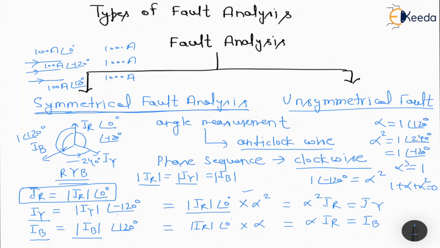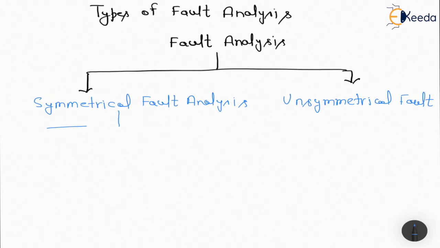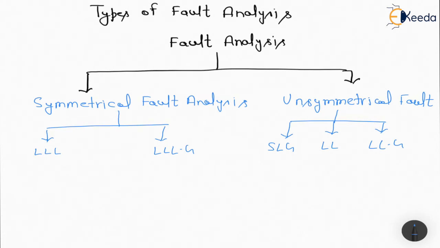Now we are going to discuss the classification of symmetrical and unsymmetrical faults. The types of symmetrical fault are triple line fault and triple line to ground fault. And the types of unsymmetrical fault are single line to ground fault, double line fault, and double line to ground fault.